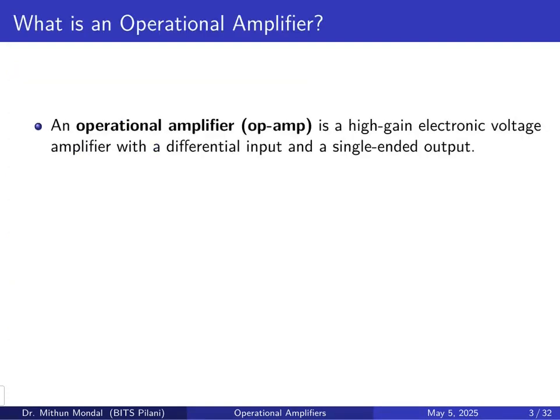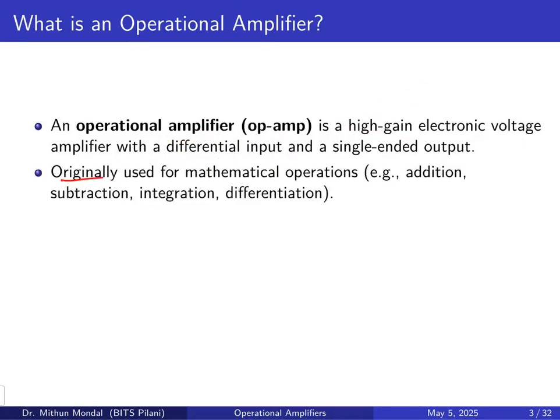So operational amplifier, the short form we say is op-amp, is basically a high gain electronic voltage amplifier with a differential input and a single-ended output. So when we require high gain for an amplifier, we prefer an operational amplifier. The input that we give is in the form of differential input because you will have two terminals, and the difference of the voltage at the two input terminals will give you the differential input, and we will get only one single-ended output at the output terminal of this op-amp.